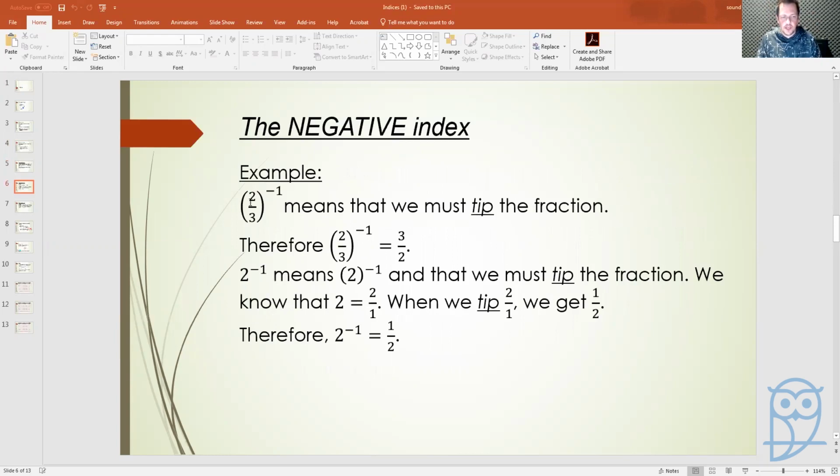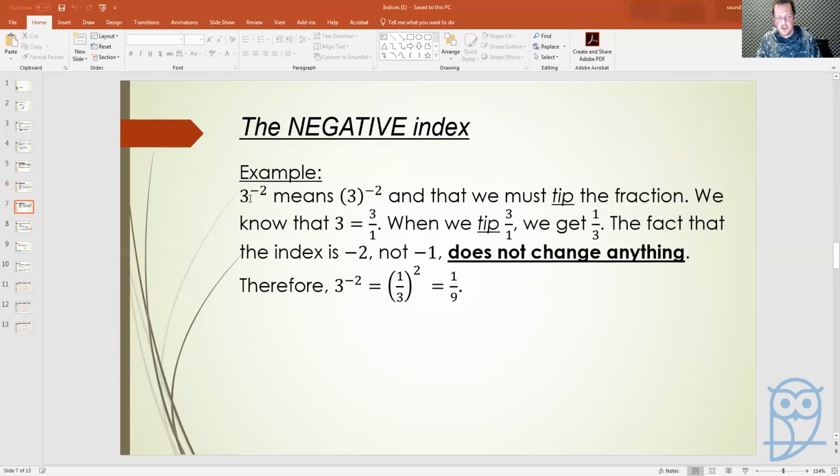So for example, you have 2/3 to the power of -1. That means you need to tip or flip the fraction. So 2/3 becomes 3/2. Now, you may notice that the exponent seems like it disappears. It doesn't. It goes from -1 to +1. But remember, a +1 exponent we don't write. Just as if you have a -2 exponent, so 3 to the -2 means the 3 is currently in my numerator. It should be in my denominator. Therefore, it's 1/3 squared, and 1/3 squared is 1/9.